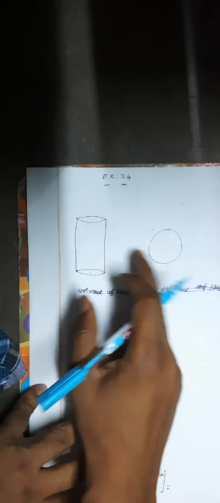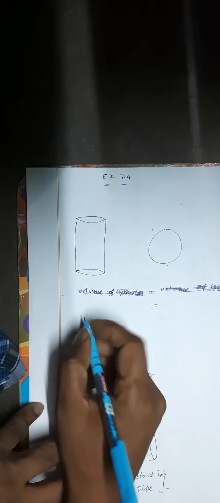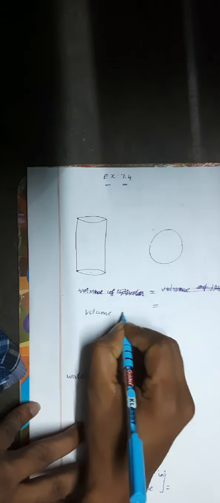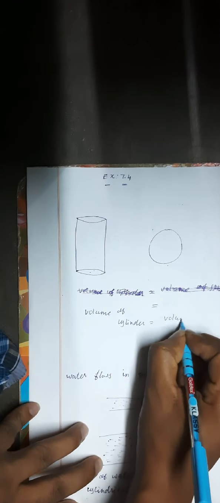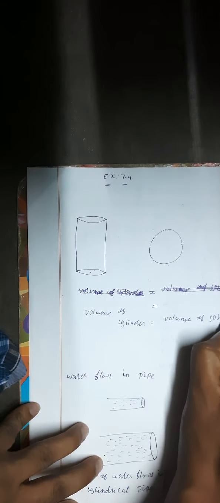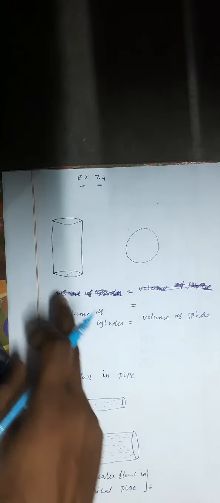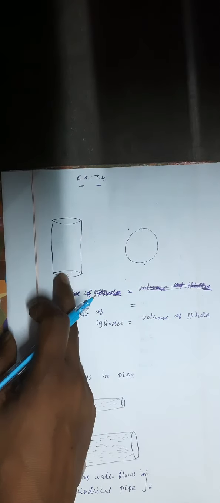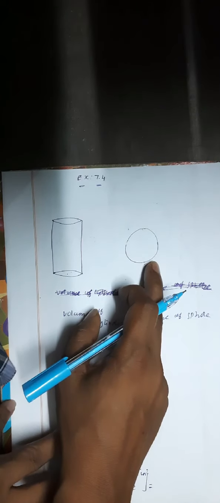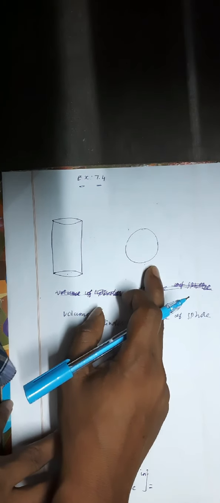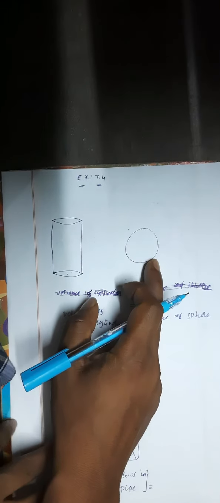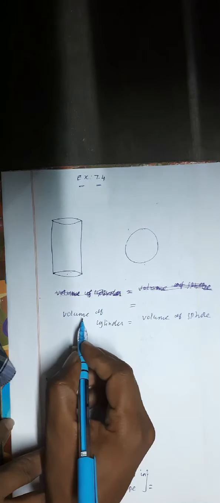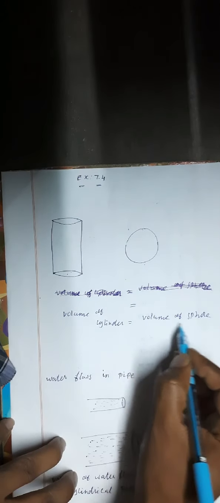Both of them having the same values, so we can take volume of cylinder is equal to volume of sphere, because both of them are using the same weight of clay. One made a cylinder, and another one made the sphere from the same clay. Both have the same weight, and here weight we can measure by volume. So we can take volume of cylinder is equal to volume of sphere.